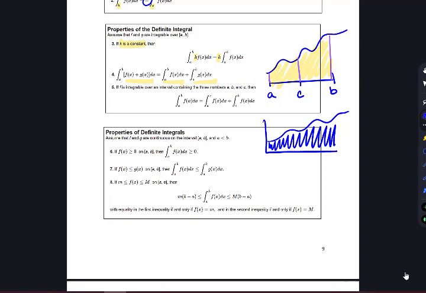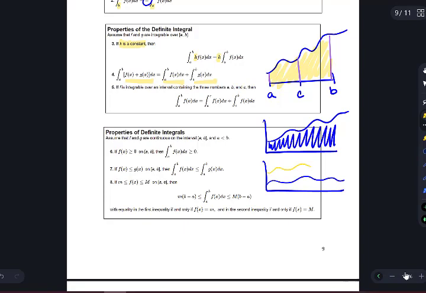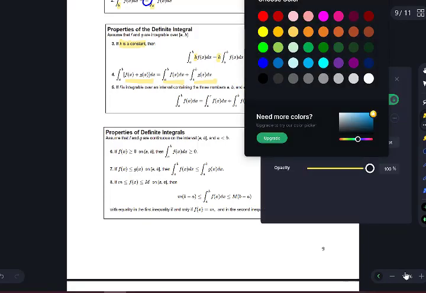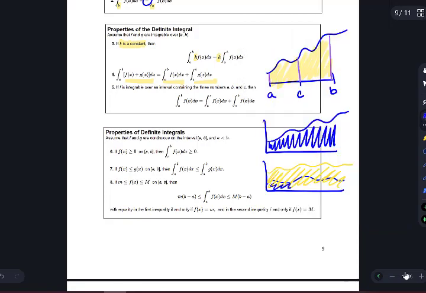This one is saying that if f of x is always less than or equal to g on a to b, then the area under f of x must be less than or equal to the area under g of x. So similar idea. Let's say I've got a function f of x and a function g of x, where f of x is always less than g of x. Then of course the area under g of x is going to be greater than the area under f of x. And that is what that seventh rule is saying.